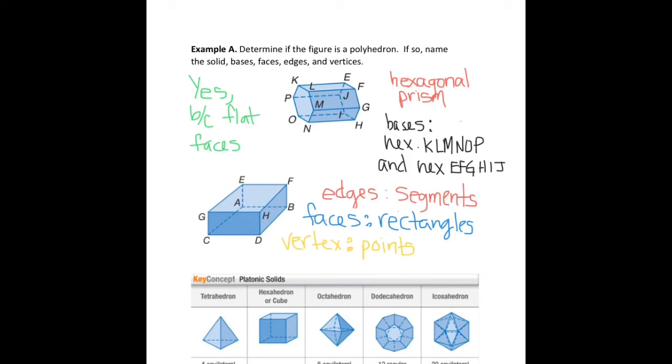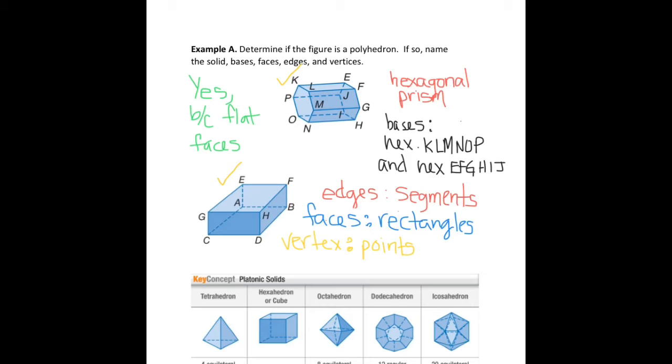So I have a polyhedron here, and I have a polyhedron here. The directions say to determine if the figure is a polyhedron. Yes, these are both polyhedra because all of the faces are flat. They are not curved faces. They are all flat, okay? So if they are polyhedra, which they are, we have to name them.